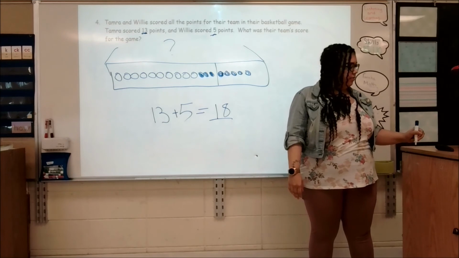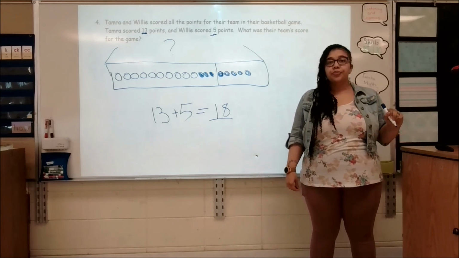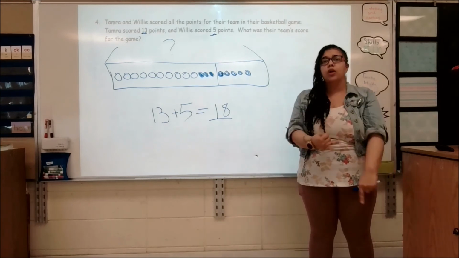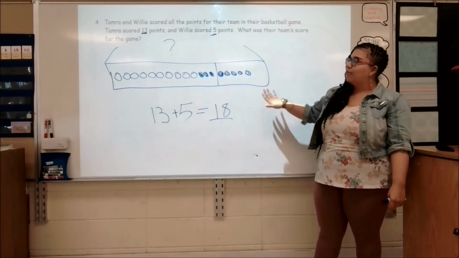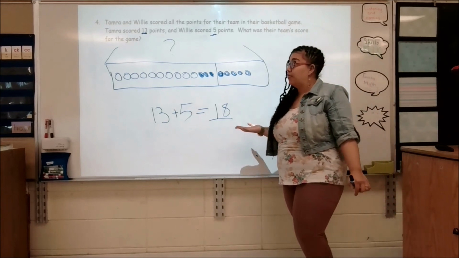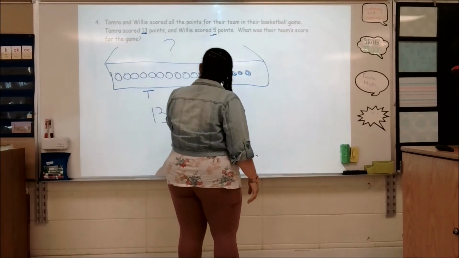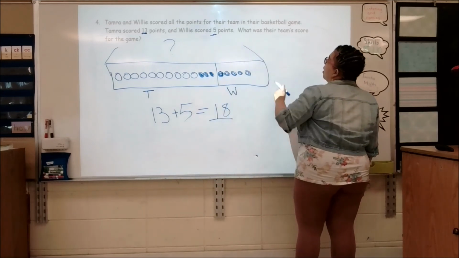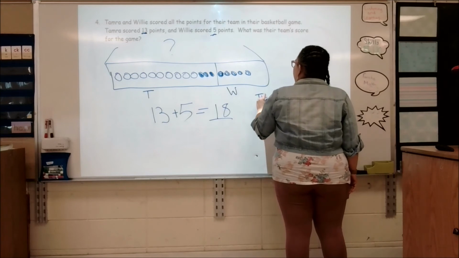Am I done? No, I don't have any labels. I don't have any words. This is wrong. I mean, technically it's the right math and it's the right answer, but I have not finished my job. So this needs to be labeled. We can label this with the letter T for Tamara, and we can label this with the W for Willie. And then we need to know, what was their team's score for the game?